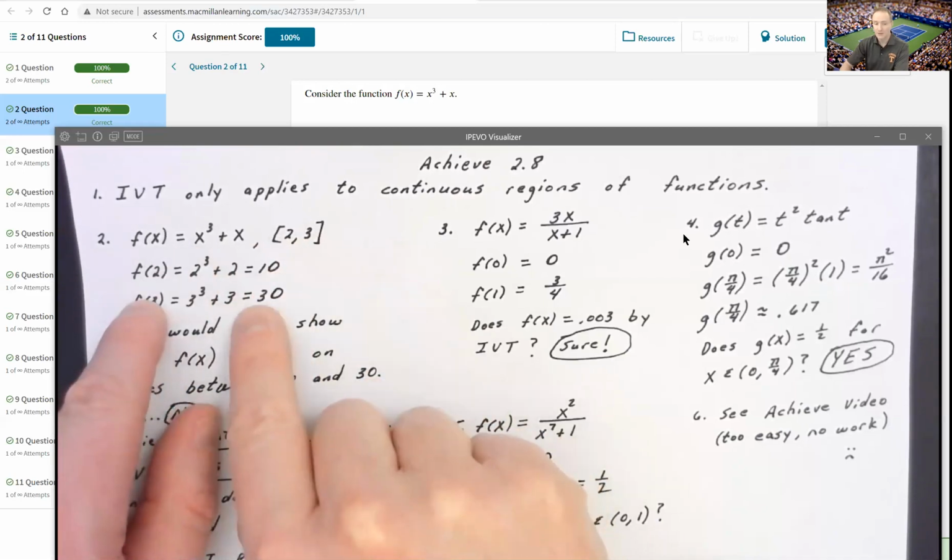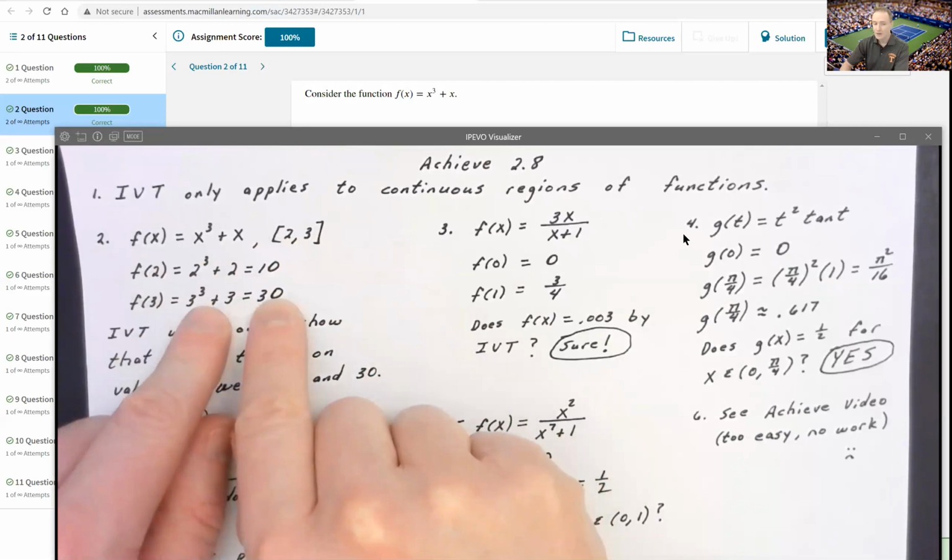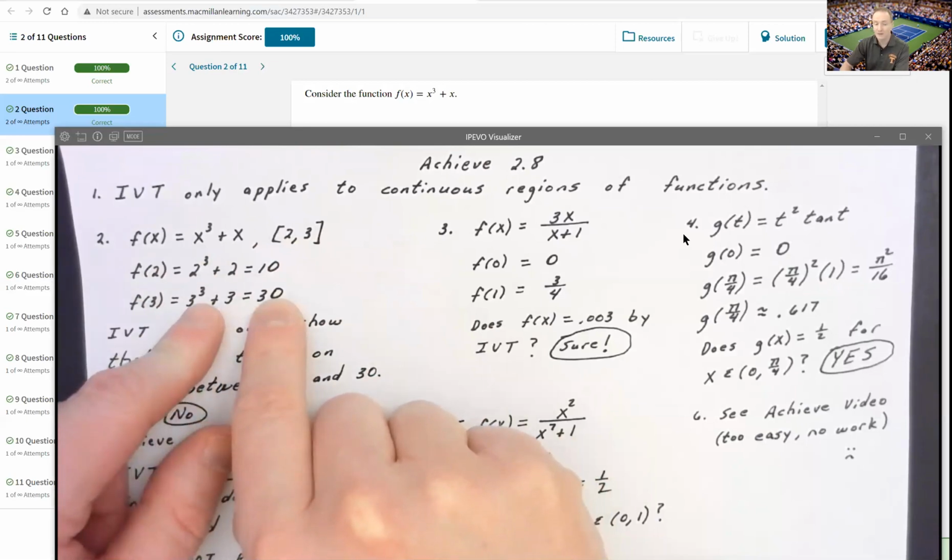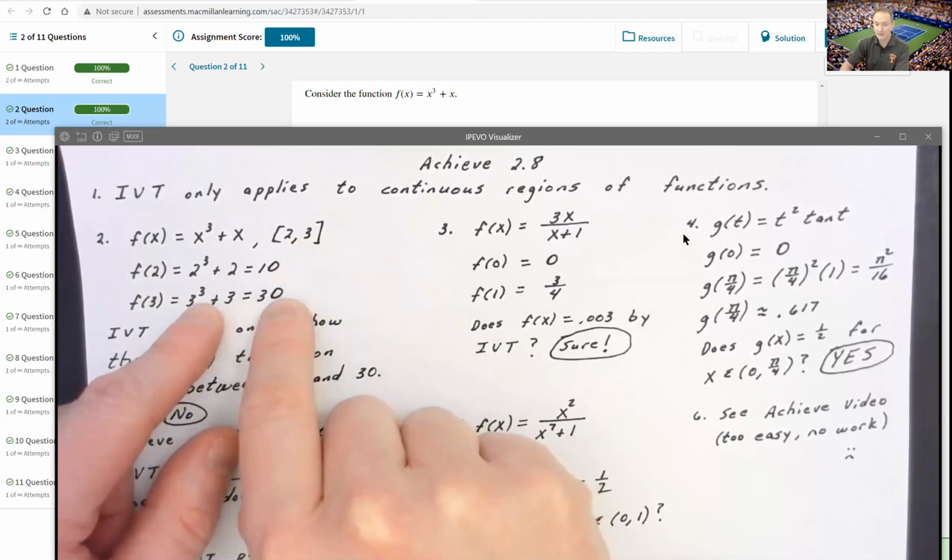If I plug a 3 into that equation, I get a 30. So the only thing that the intermediate value theorem would guarantee you is that there exists some x between 2 and 3 for any y value in between 10 and 30.